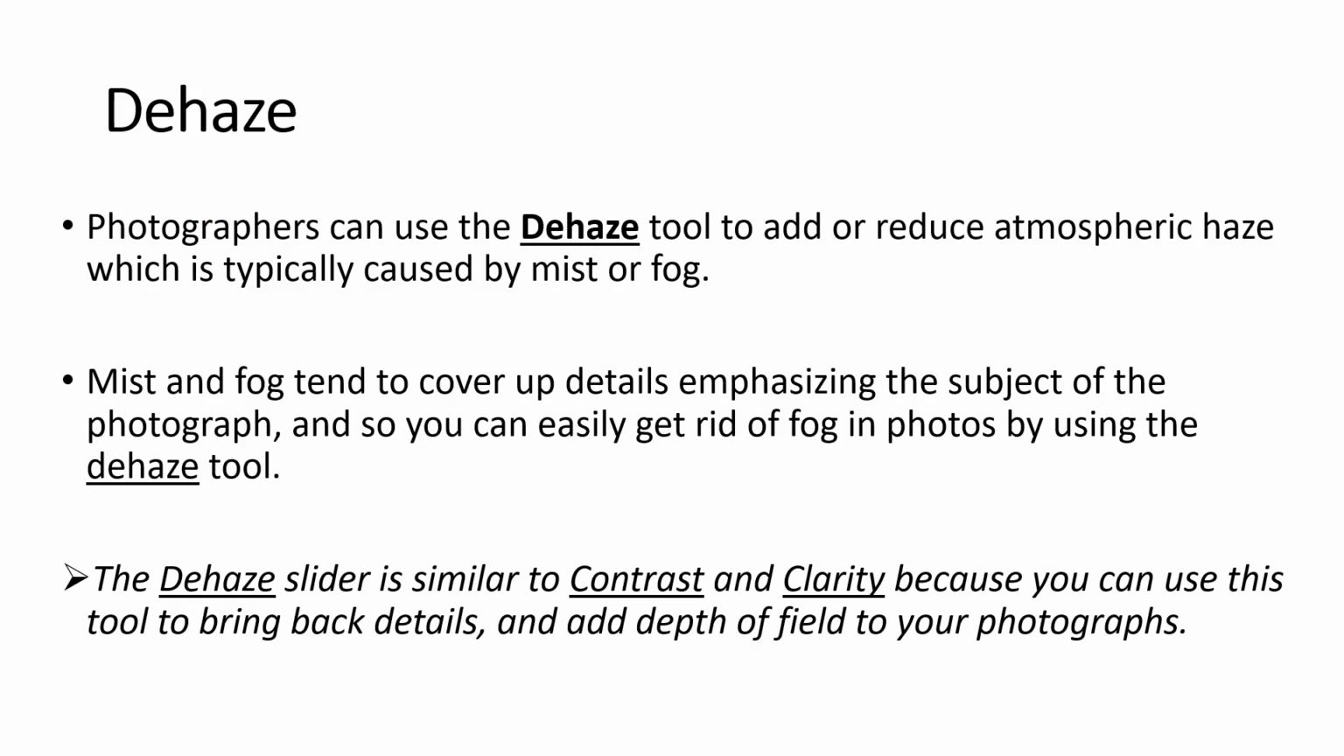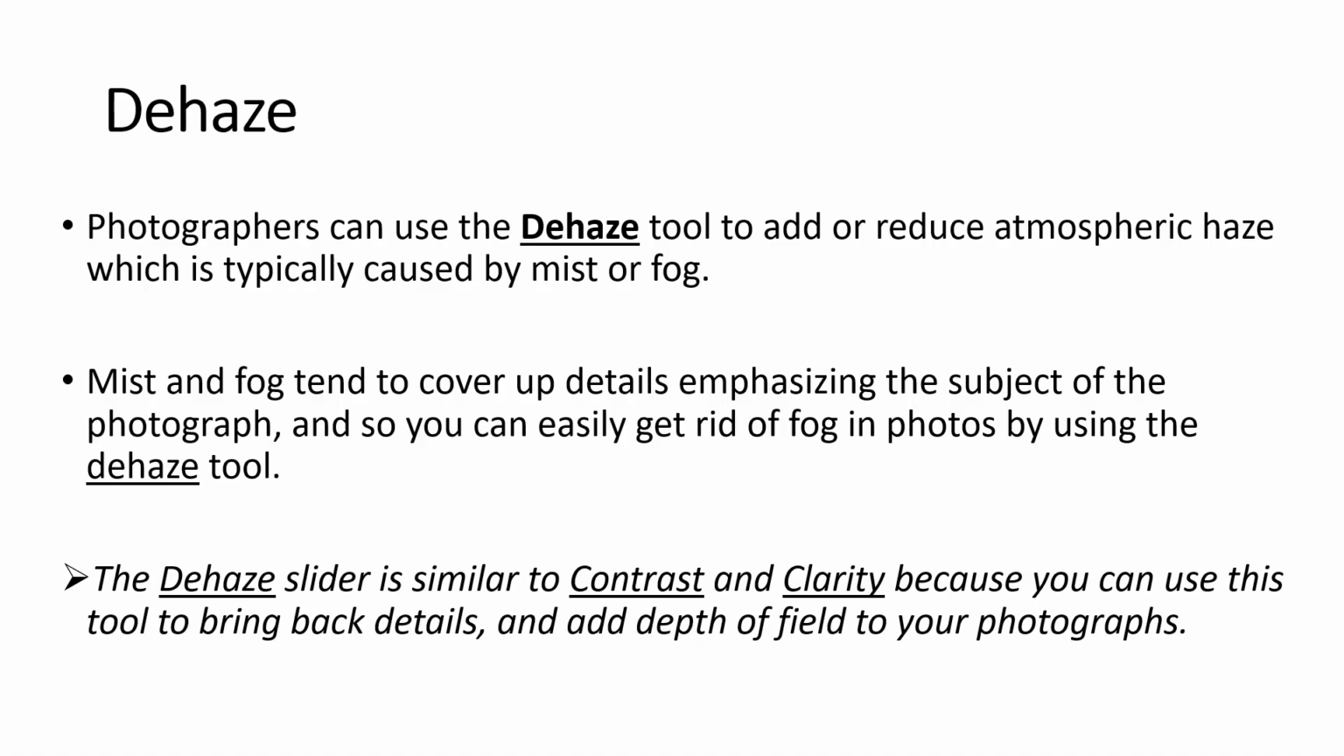Next up, dehaze. Now, photographers can use the dehaze tool to add or reduce atmospheric haze, which is typically caused by mist or fog, but mist or fog tends to cover up the details of your picture. It hides the emphasizing components of the subject in your photograph, and you can easily get rid of the fog in your photos by adjusting the dehaze slider.